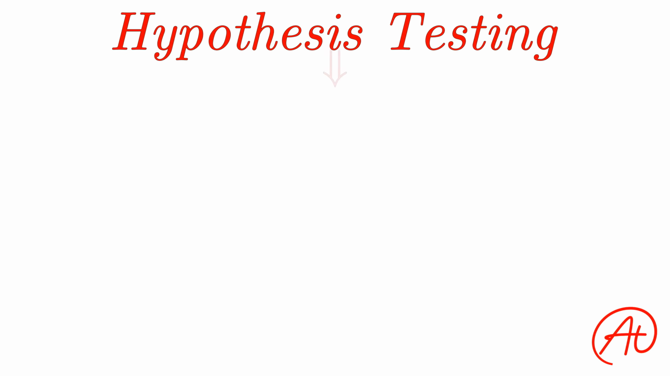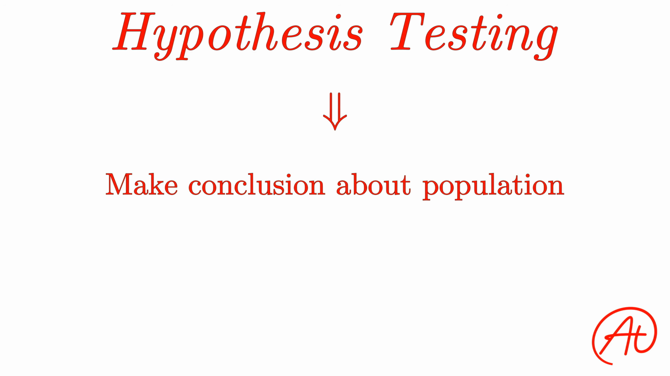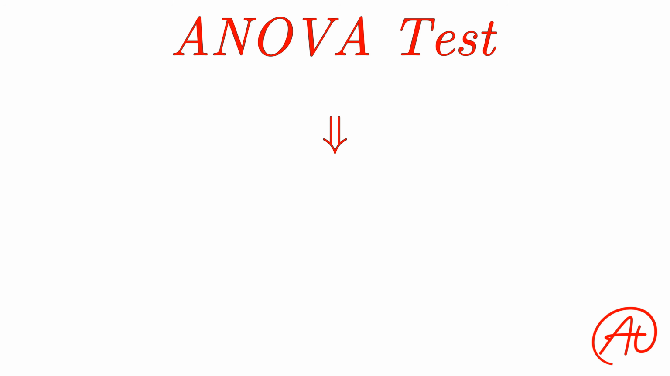As a reminder, the goal of hypothesis testing is to make a certain conclusion about a large population by using data from a smaller sample. ANOVA tests are just one way to do that when you have certain data and you want to answer a specific question about your population. So when would you use this test type?